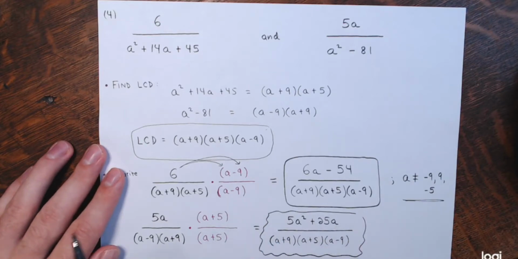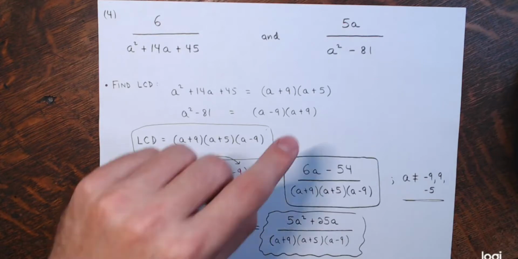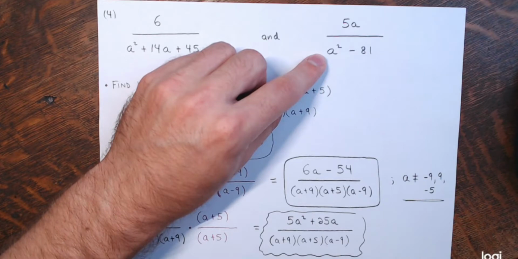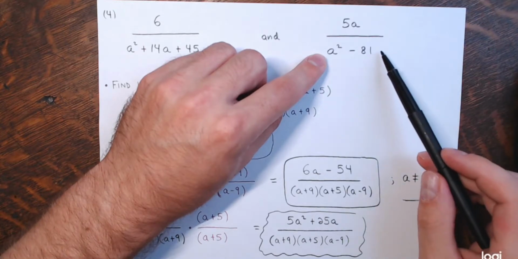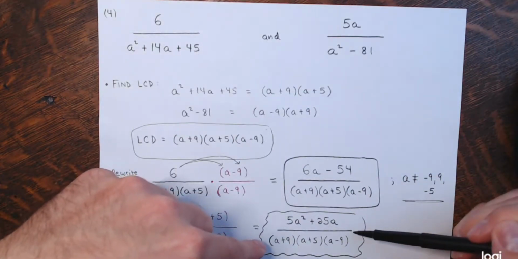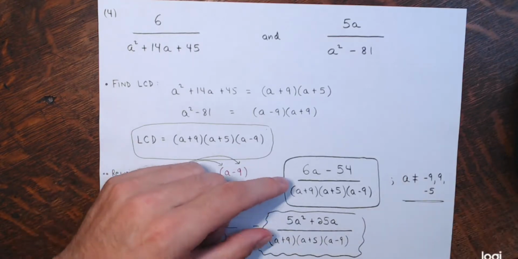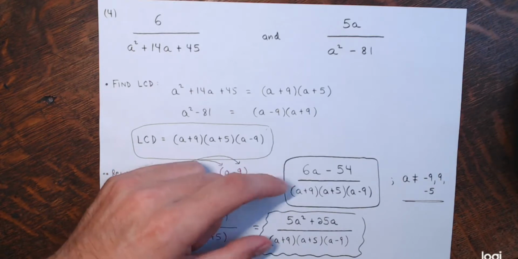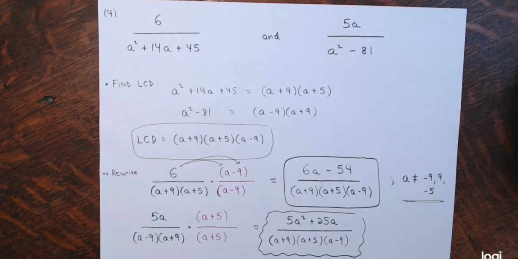Alright. So this fraction is equivalent to this second fraction we were given at the start. So you can plug in any value of a you want, as long as it's not negative 9, positive 9, or negative 5, and the value of the first fraction will be the same as the value of this fraction here. And we have what we want. We have both fractions rewritten so that they have the same denominator. And once you have the same denominator for two fractions, you can then add them or subtract them, which is again what we'll get into in a future video. Alright, next example.